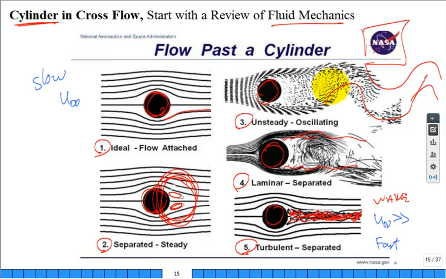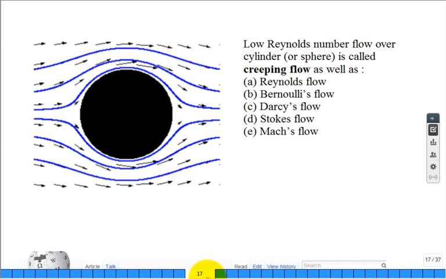And then you get this wake region, but then you get this region, case 5. What's the big difference between case 4 and case 5? They have the word laminar right here and turbulent right there, but it's basically the size of the wake region, isn't it? Which one has a smaller wake behind the cylinder? Case 5.